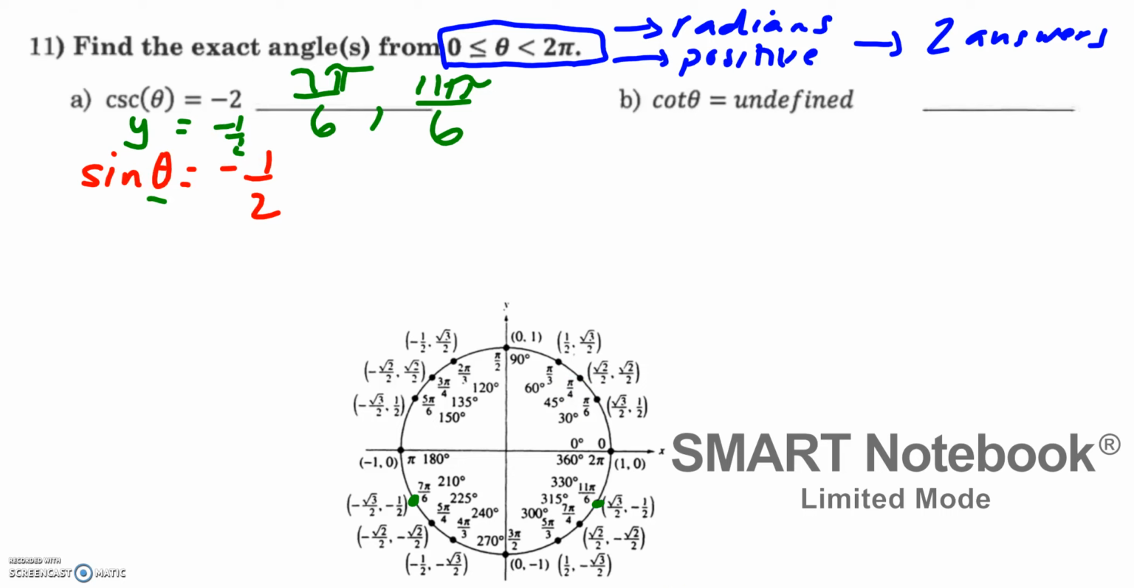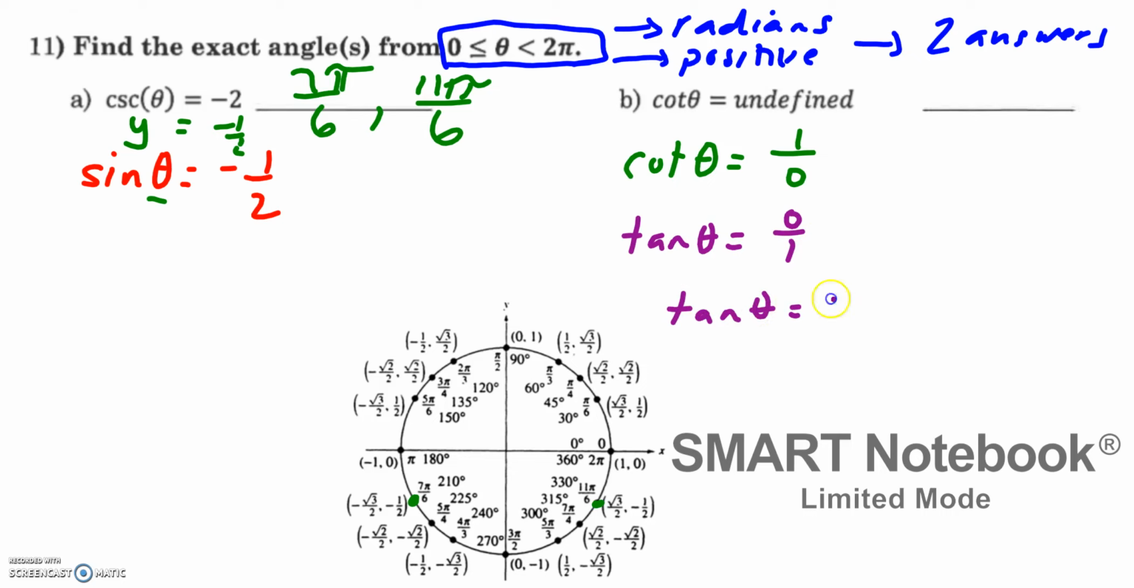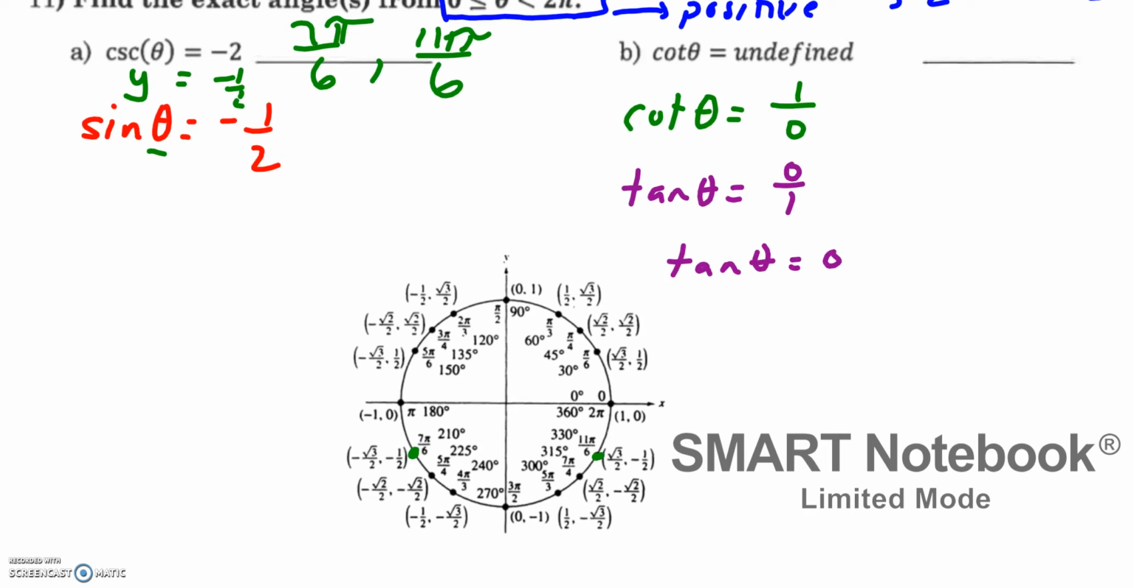If I look at part B, again, we have cotangent is undefined. So what that really means to me is that cotangent is something like a number over 0. Thinking with the reciprocal logic, tangent, the reciprocal of cotangent, is really equal to 0 over 1. And 0 over 1 is really just 0. So we're asking, where are the tangent values 0 on the unit circle, or at what angles are the tangent values 0?